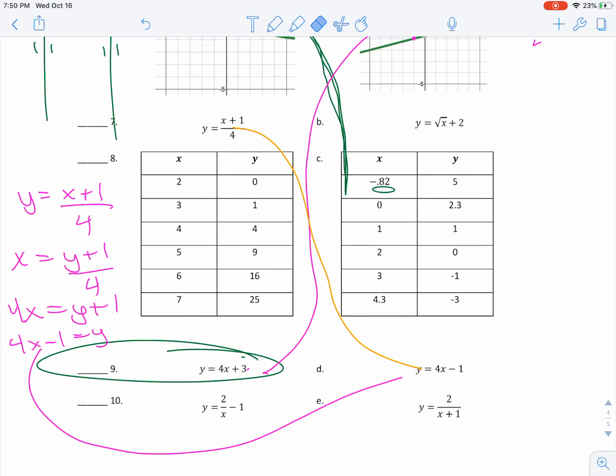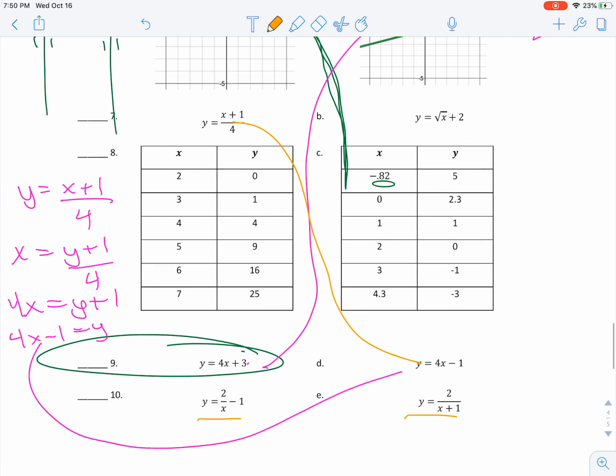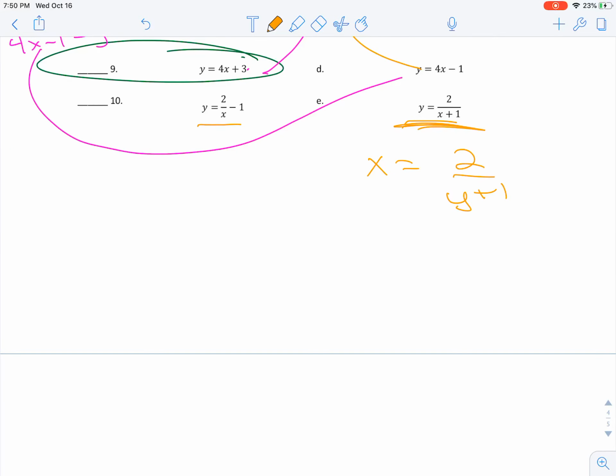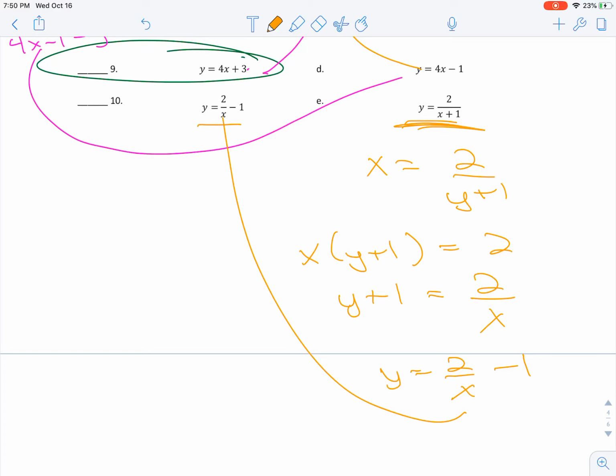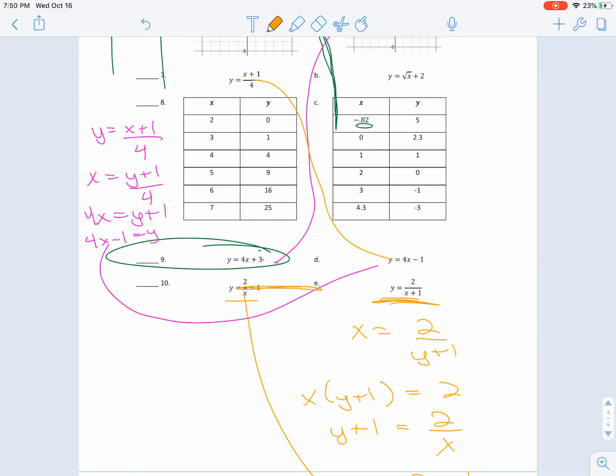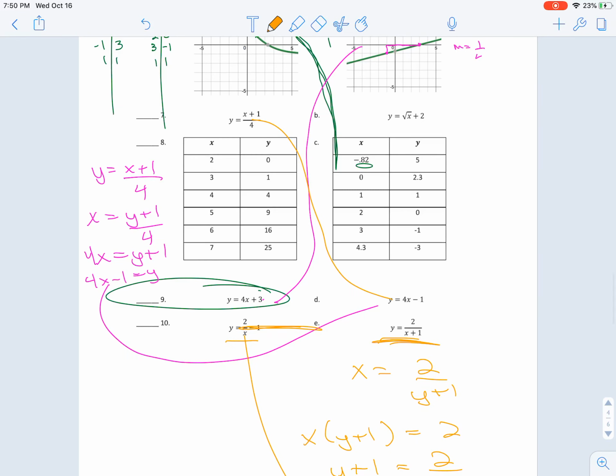So I'm just going to find the inverse of one of these two leftovers and hope it matches with something. So let's take this one. So I'm going to switch x and y. And I'm going to multiply both sides by y plus 1. And then I'm going to divide both sides by x. And then I'm going to take away 1 and hope that this matches something. And it does. So these two go together, 10 and e. And that means that the last two, these two, must be inverses.